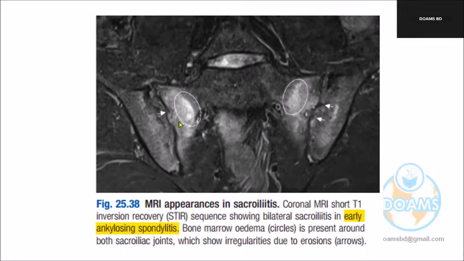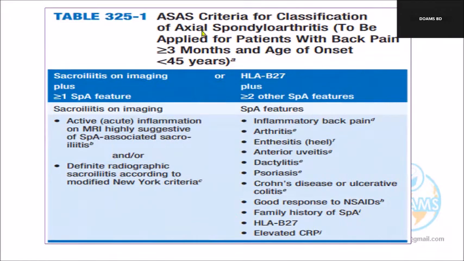So this is the appearance in the MRI of the sacroiliac joint. And why I am telling this, you will understand. This is the traditional diagnostic criteria by ASAS. The left column is by X-ray or by MRI. This is the priority: sacroiliitis on imaging plus one or more SpA features. The SpA features are in the lower part, the whole list is there.